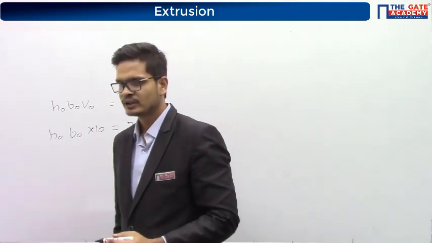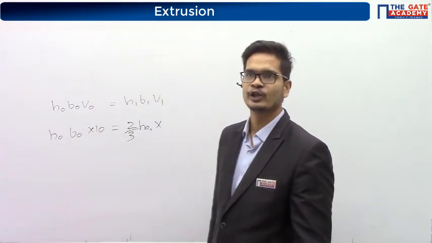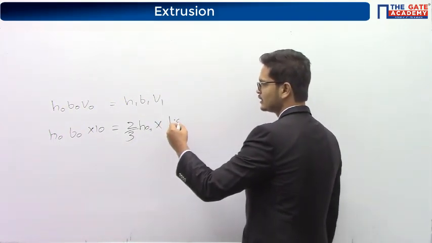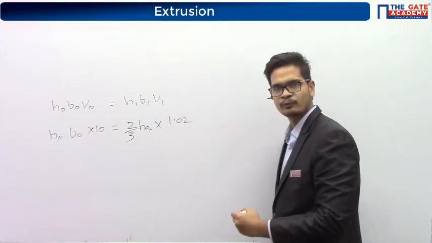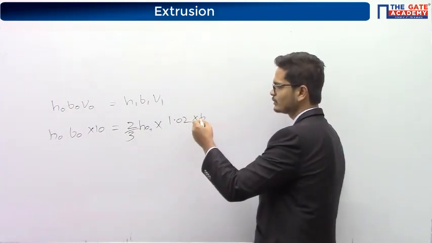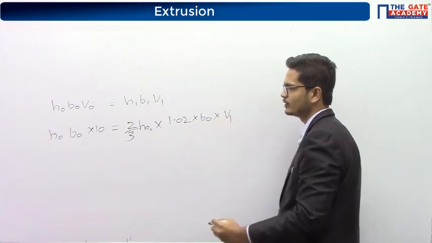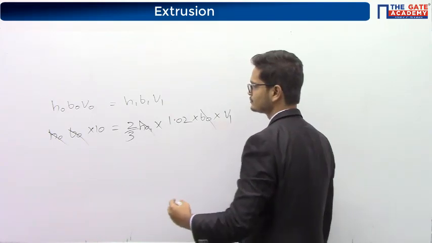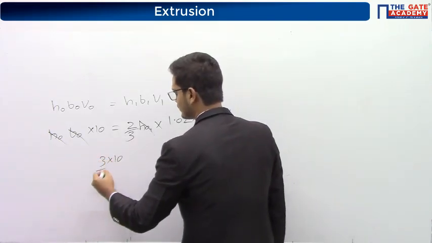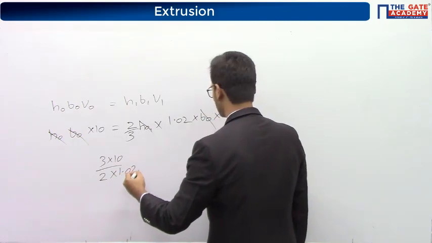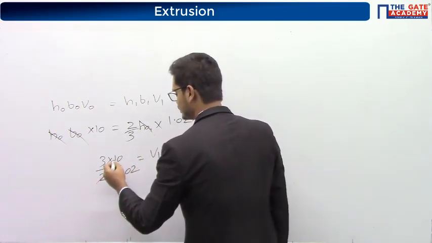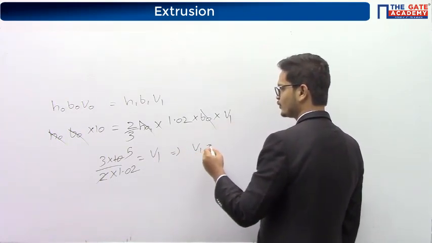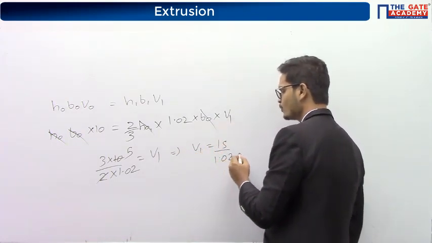They are saying the plate widens by 2% during rolling. So what is a 2% increase? It is 1.02 times B0, into V1. H0 will get cancelled. B0 will get cancelled. So 3 into 10 by 2 into 1.02 is equal to V1. So V1 is equal to 15 by 1.02.